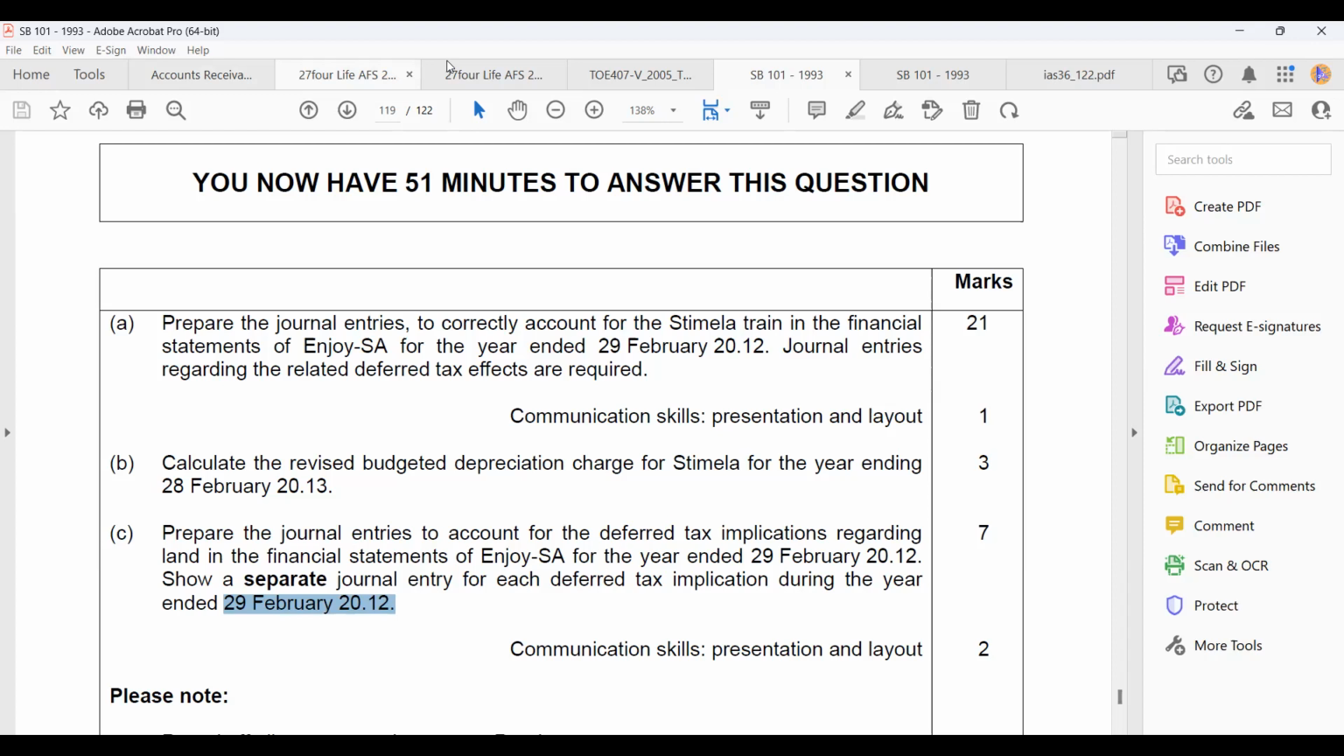So draw a timeline, identify the events, identify what happened at each event, and what are the assets that we have. And then that will help you to determine the accounting treatment that needs to take place.